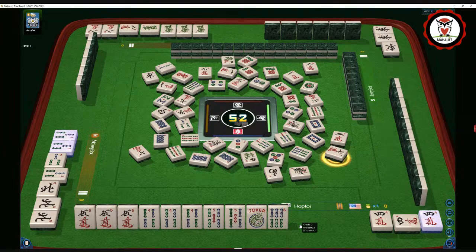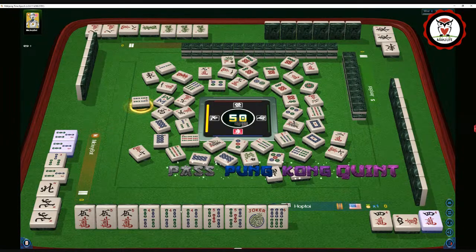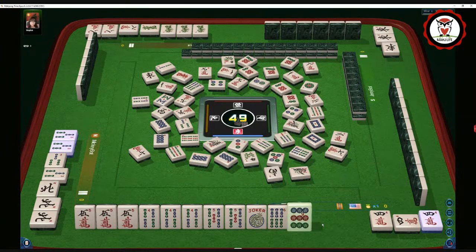Maybe they already have their pair for the two. Seven dots. Huh. Okay. Four bamboos. We're good there. We have a pung. That's what we need. Okay, now we're one more pick from the end game, or really two.